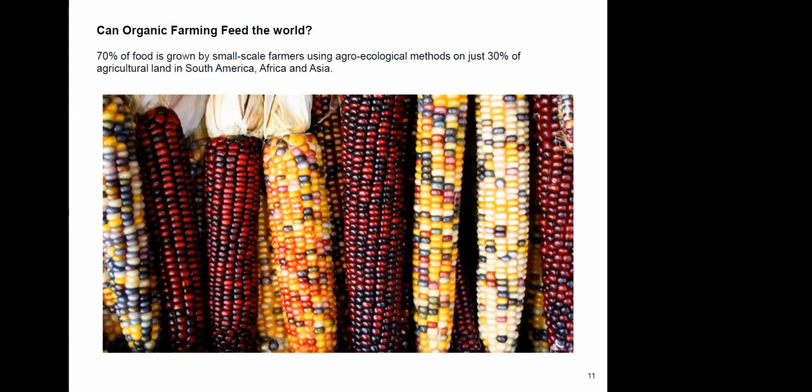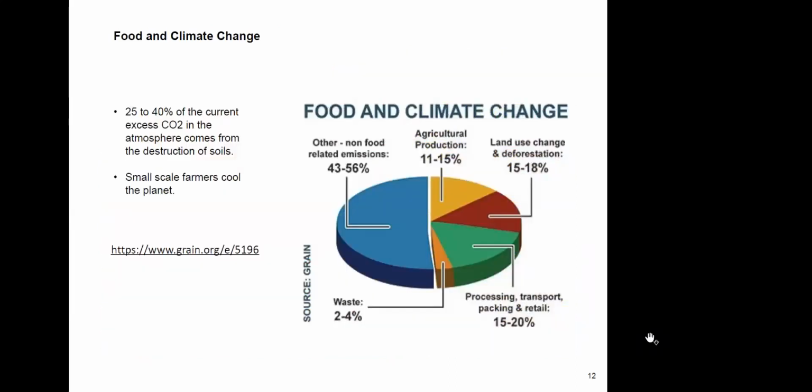It is irrefutable that 70% of the food that is grown on this planet is grown by small-scale farmers using agroecological methods on just 30% of the agricultural land in South America, Africa, and Asia. So if we adopt these methods on a much broader scale, then we're going to be fine, and so is the Earth. Next slide, please.